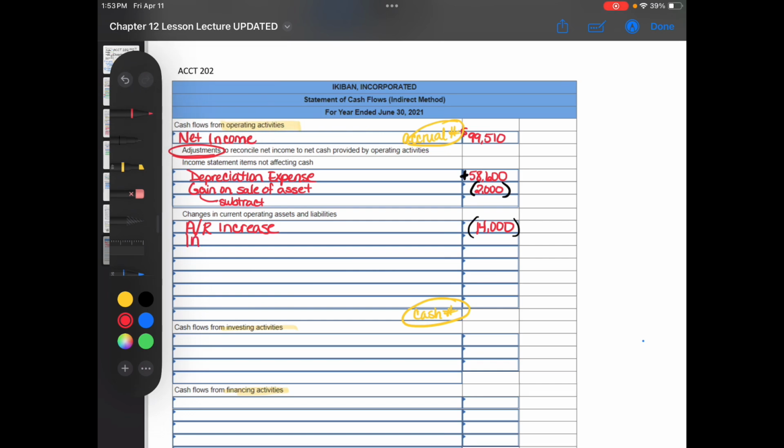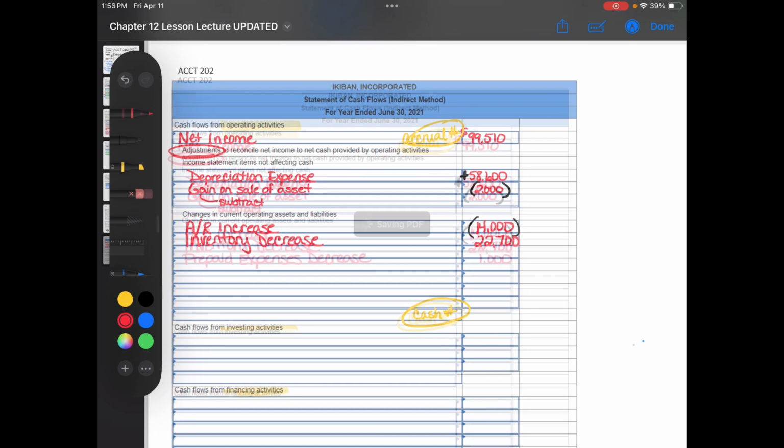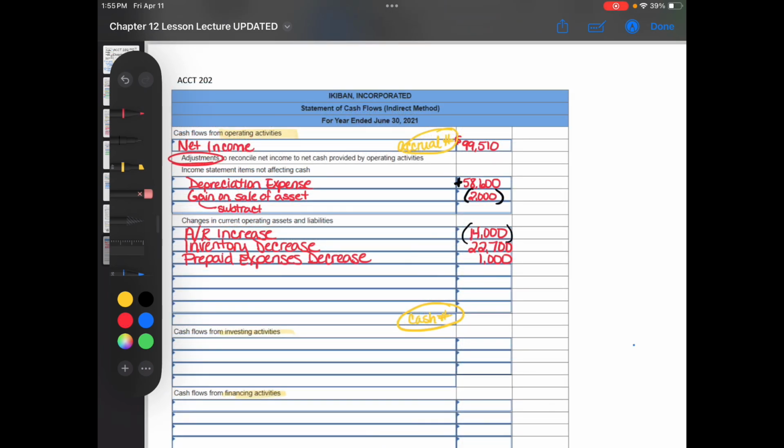The next one's inventory, and it decreased. When inventory decreases because it's a current asset, it actually means we need to add it. So $22,700 will be added. And the same thing for the decrease in prepaid expenses. Okay, so you see I've got that prepaid expense written in now.